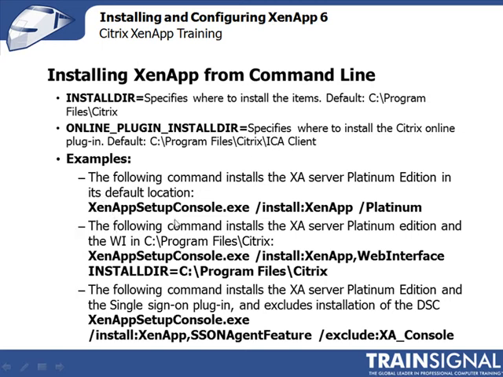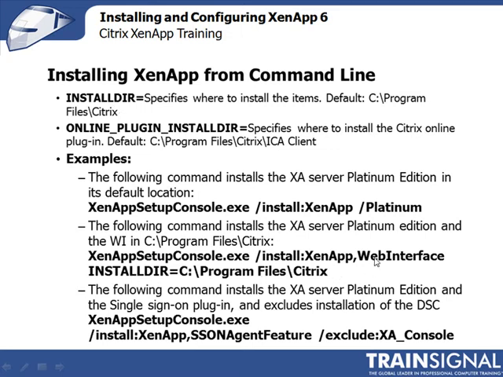Now, some examples on how to use the command line. If you do XenAppSetupConsole.exe /install XenApp /platinum, what you're doing here is you're basically installing XenApp Server Platinum Edition in the default location. If you're installing XenApp Platinum Edition and web interface into C:\Program Files\Citrix, technically this is also the default, but just for the purposes of the example, it's illustrating how you would be able to specify where you want to install it, or specify the install dir. So this would be the installation.